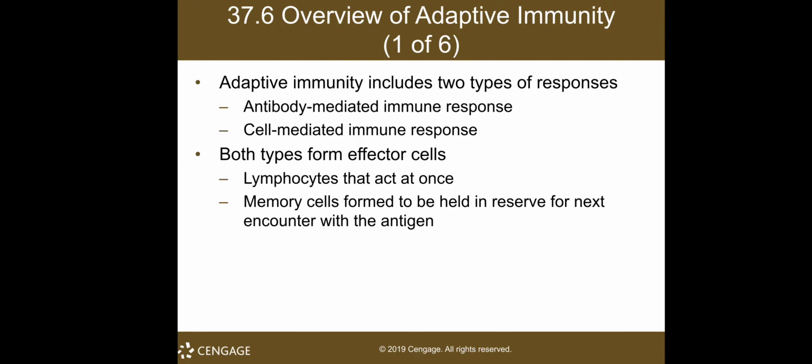So both types of immune responses form effector cells. When we say effector cells, these are the cells that actually fight off the infections. So we have effector cells, the lymphocytes that can act at once, and the memory cells that are formed to be held in reserve for the next encounter with the antigen. That is why adaptive immunity is very important to us, because it remembers the type of bacteria or pathogen that enters our body, and so the next time we encounter them, it's easier to mount a response.